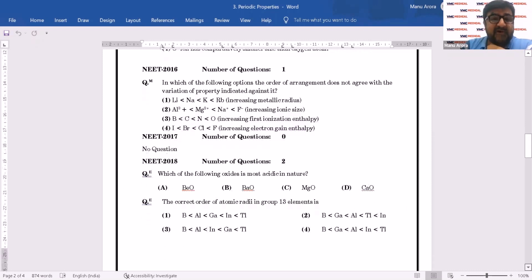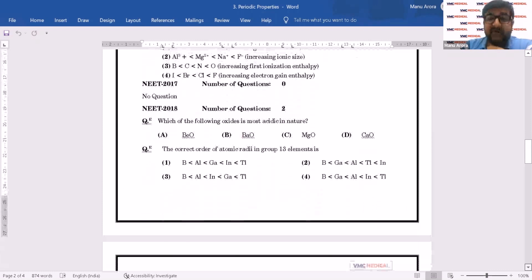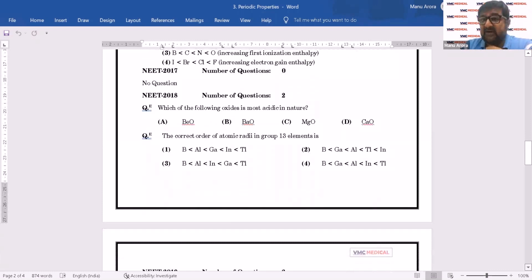Then we see 2017, we see no question. In 2018, we see which of these oxides is most acidic. The acidic basic nature of oxides could be a part of P block as well.